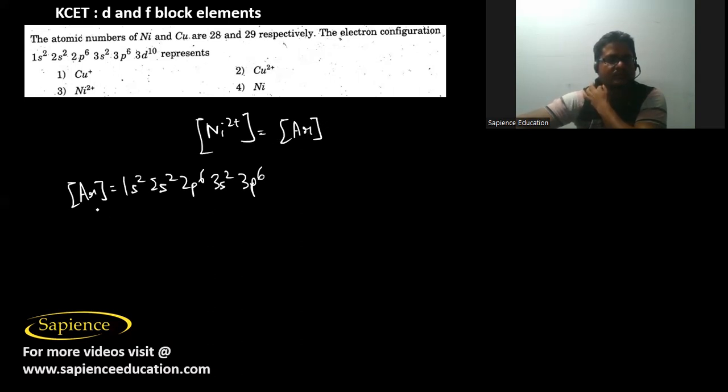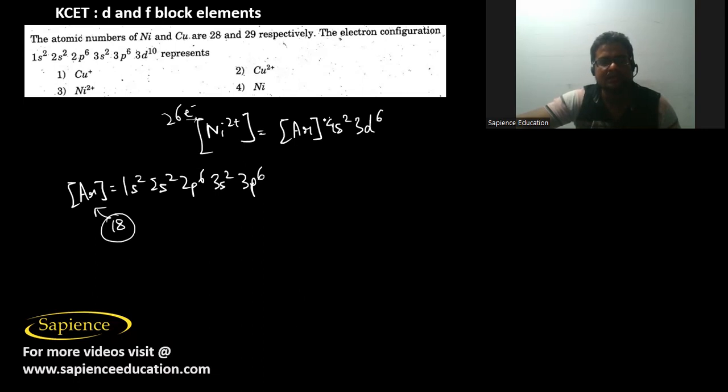So argon, the atomic number is 18. The atomic number of nickel is 28. So Ni2+ will have 26 electrons. So it will be argon 4s2 3d6. And Ni2+ means it will be 4s0 3d6.